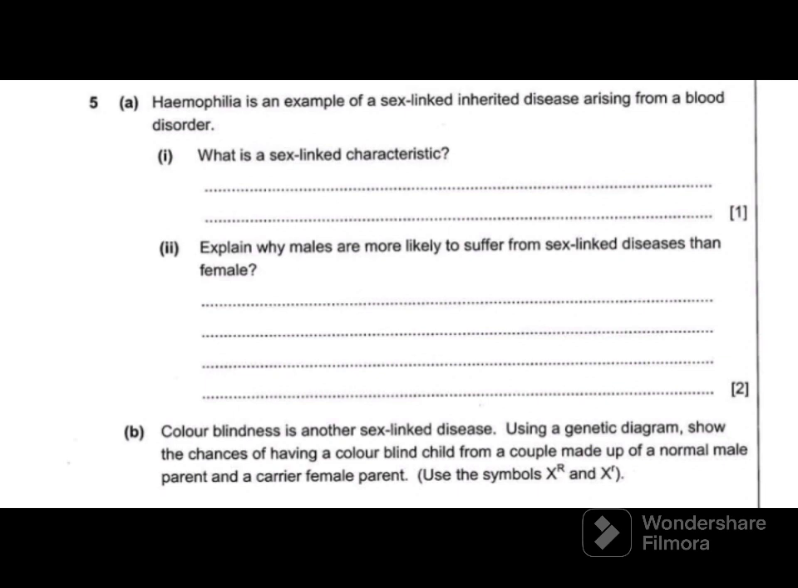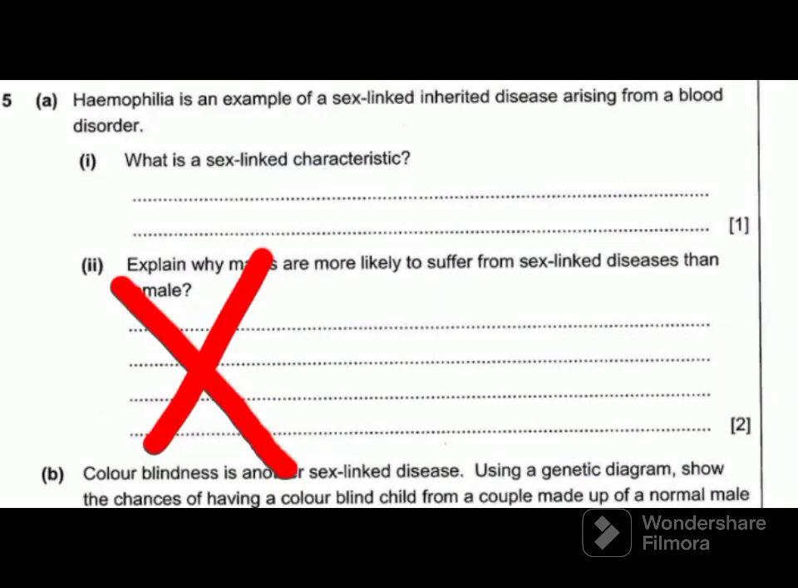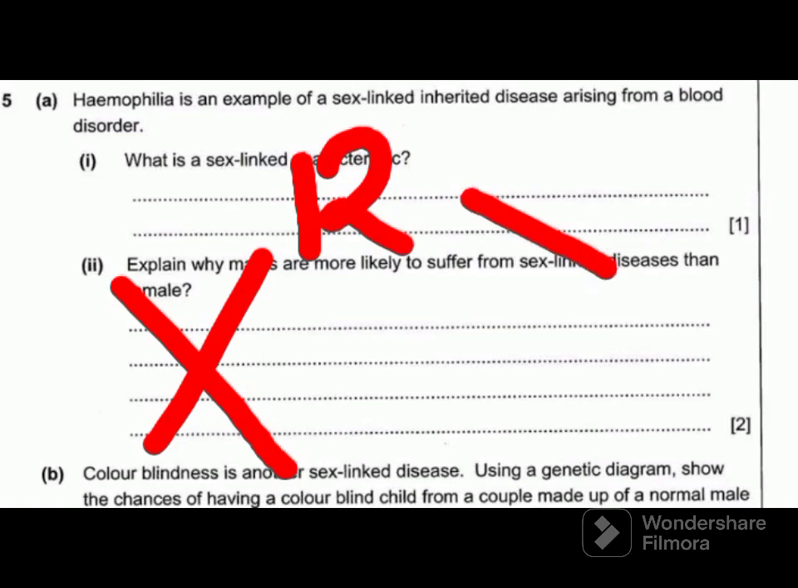Let us first of all determine the genotypes we are going to use. For the male parent, we are going to use this genotype X. Since the male parent was normal, we are going to put this capital letter R on top of this X as a power, and a Y. So this is the genotype for a male parent.